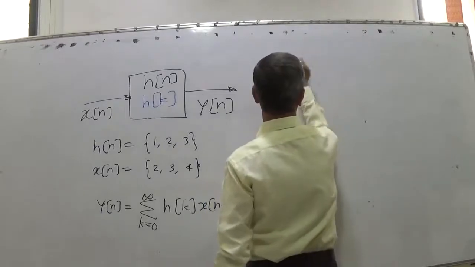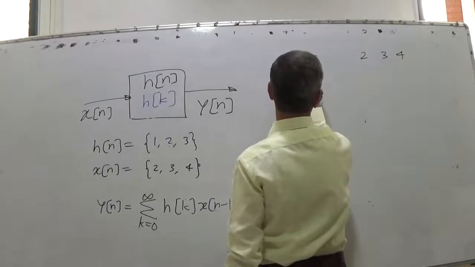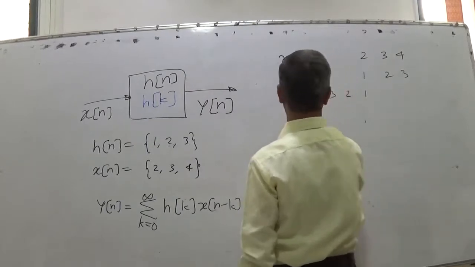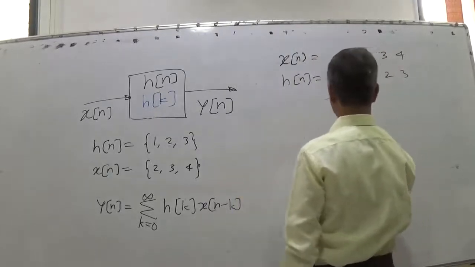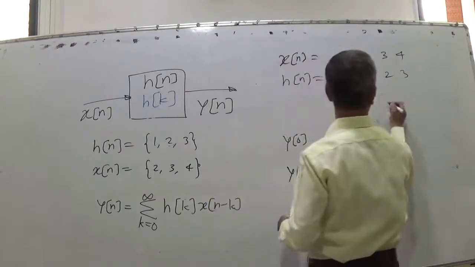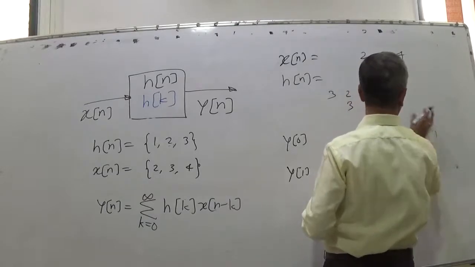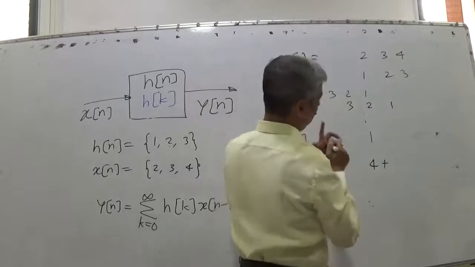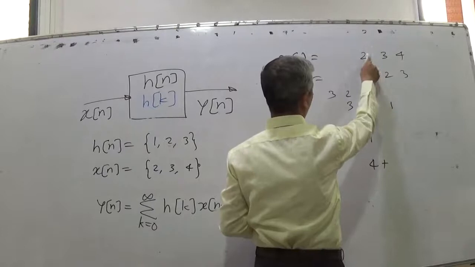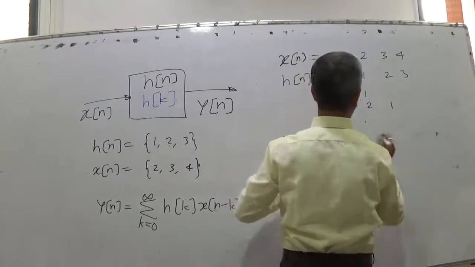So xn is 2, 3, 4, hn is 1, 2, 3, you flip it. Flip is 3, 2, 1. And then you take the product, so 2 into 1 is y0. For computing y0, what do we do? Xn we take as it is, hn we mirror image and multiply point by point. So 2 into 1. In other cases there is no multiplication problem, this is 0 and here this is 0. So the answer is 2.